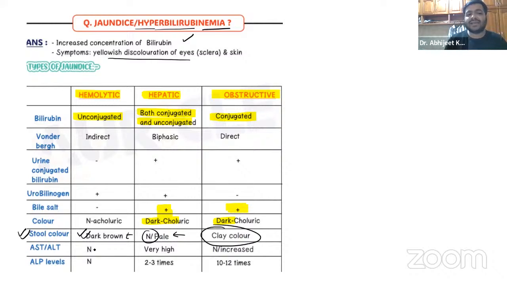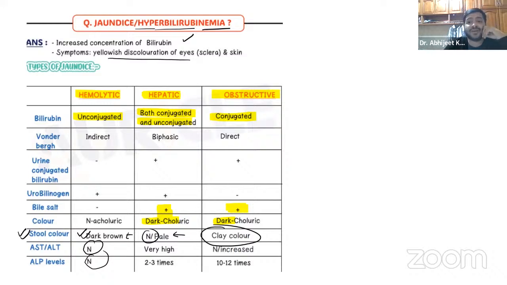The AST and ALT levels in the hemolytic ones are normal. ALP levels are also normal. Obviously, there's no defect in the liver, guys. It is pre-hepatic, not in the liver. It's happening just before the liver, in the blood, guys. So the ALT/AST levels will be automatically normal, and the alkaline phosphatase levels will be automatically normal.